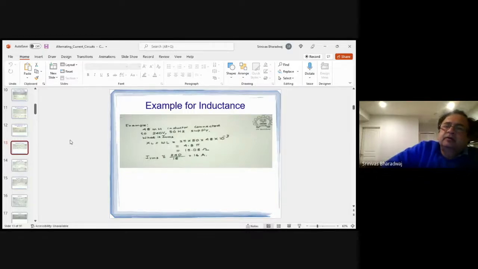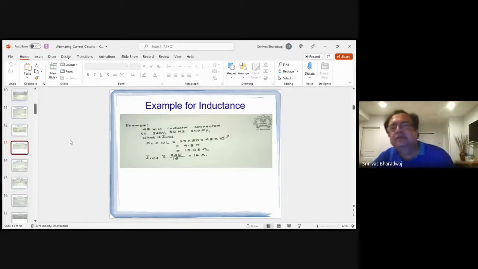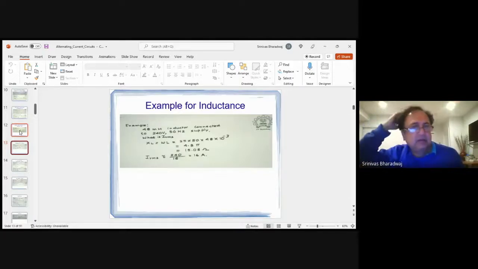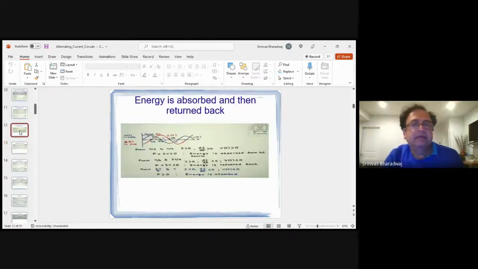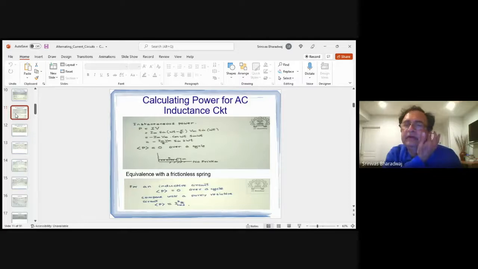omega, which is 2 pi f, 2 pi times 50. And 48 times 2 pi 50 will give you the XL. So 240 is the voltage. 240 by omega L is 16 amperes. That is your IRMS, right? Or are we missing something here?